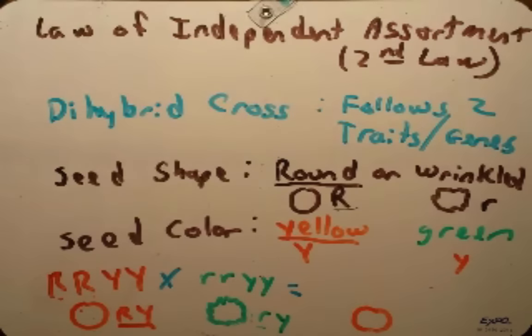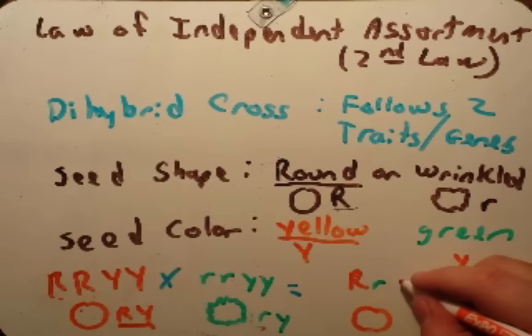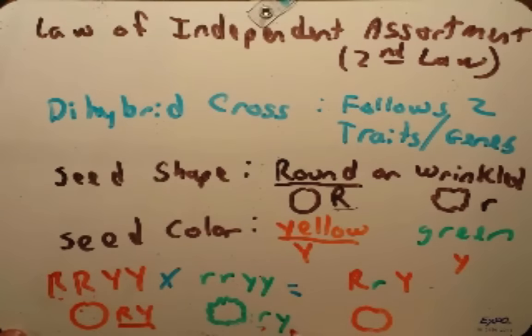We know that all the progeny here will get a big R from this parent and a little r from this parent, and they'll get a big Y from this parent and a little y from that parent. So they all have to be big R, little r, big Y, little y. Since round is dominant and yellow is dominant, we know the seeds will be all round and yellow.